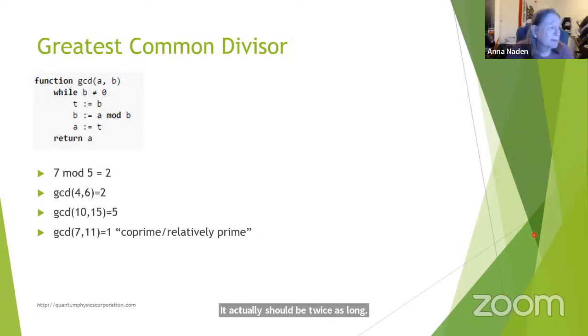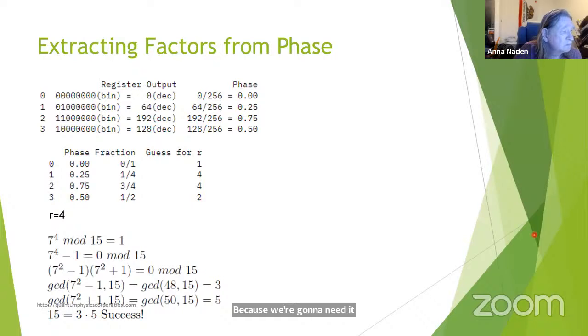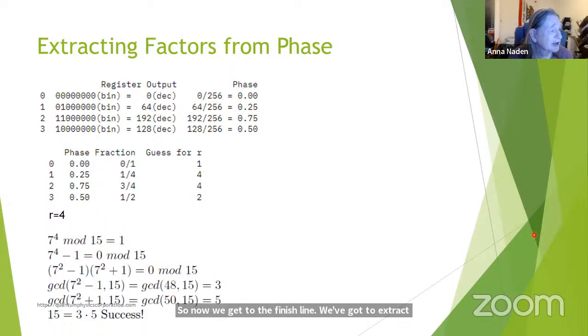Here's the greatest common divisor algorithm again, because we're going to need it. So now we get to the finish line. We've got to extract the prime factors from the phase.